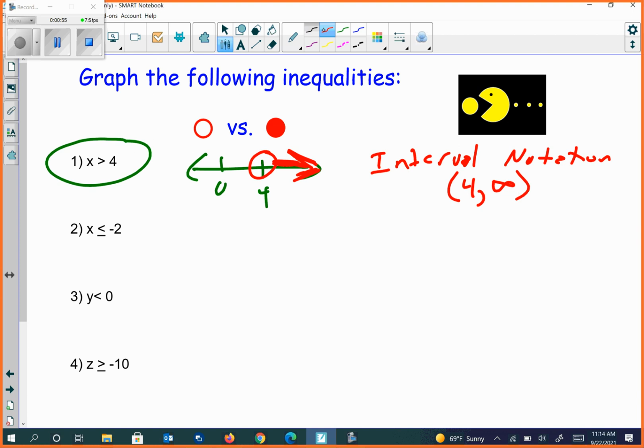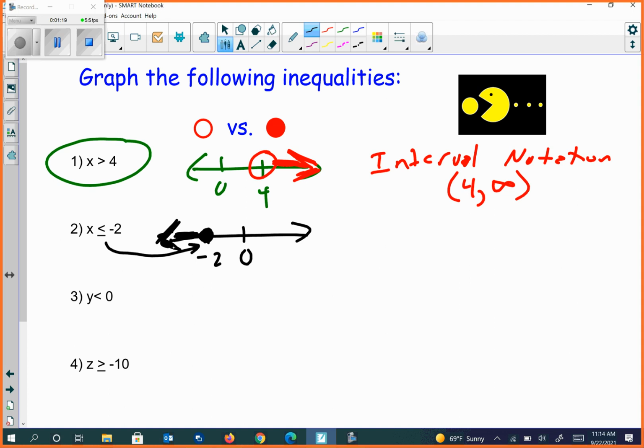Okay? Problem number 2 says I want values that are less than or equal to -2. So we're going more negative. So if I drew a little number line for number 2, I had 0 here, I have -2 down here. I would have a solid dot on this one because I have the equal sign, and I want values less.